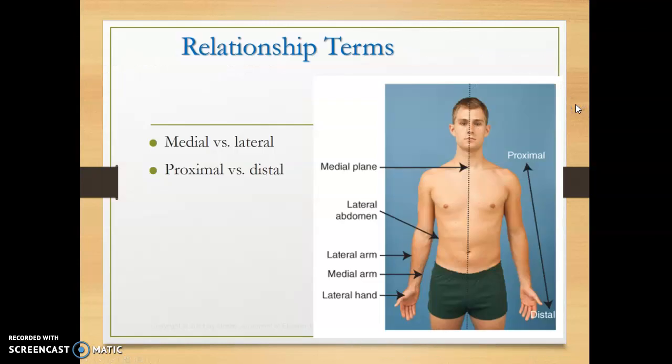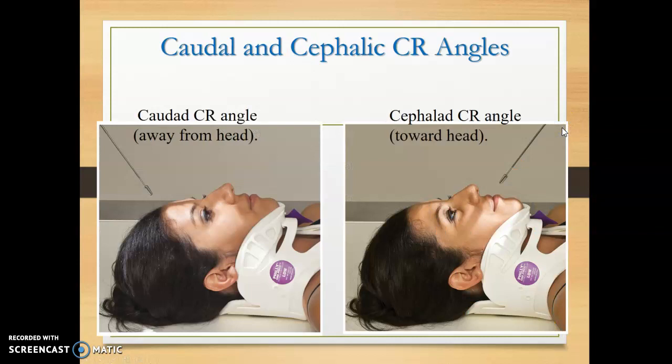Relationship terms. These are key for X-ray. Medial versus lateral. All right? Medial part of the body, lateral part of the body. Proximal versus distal. Distal is always in the direction closest to the digits, either fingers or toes. Proximal is closer to midline. Tube angles. It's either going to be caudad, away from the head, or cephalad, toward the head.